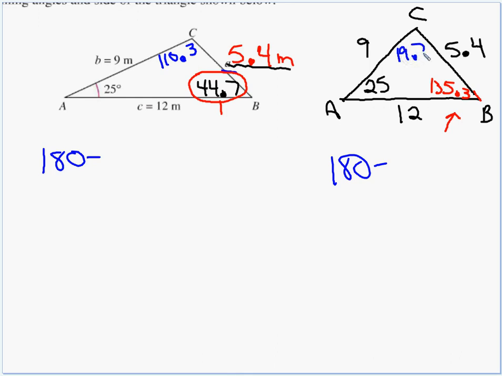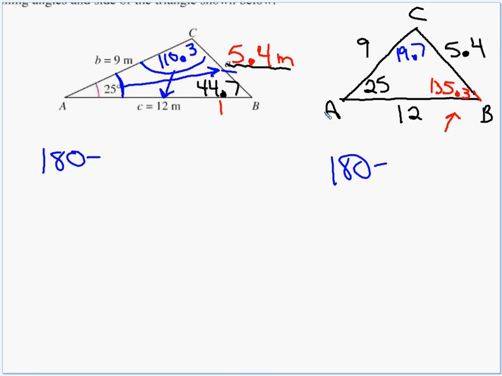Uh-oh. We have two triangles. Is this possible? Well, now we're really going to have to think back to the laws of geometry, and one of these triangles probably is not going to make sense. Remember, the biggest angle is across from the biggest side. So here is our biggest angle, 110. It is across from the biggest side, 12. Here's our smallest angle, 25. It is across from the smallest side, 5.4.